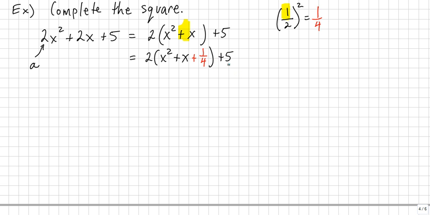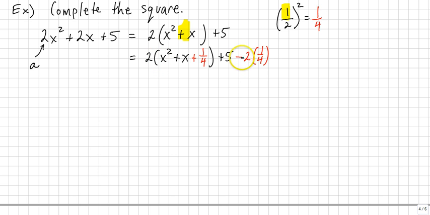Now, what makes this one more difficult than the one we looked at before is this a is 2 instead of positive 1. It's some other number besides positive 1. So what we can't forget is that there's a number sitting out in front of these parentheses. So what you've got to realize is that if I actually distribute the 2 back in, 2 times 1/4 is 1/2. So I added 1/4, and that's being multiplied by positive 2. So to balance this out, I have to subtract 2 times a fourth.